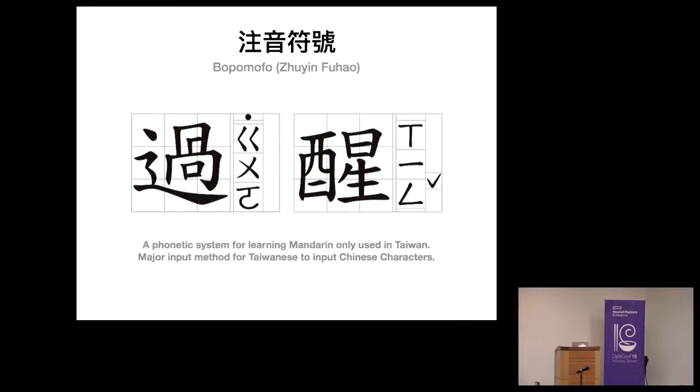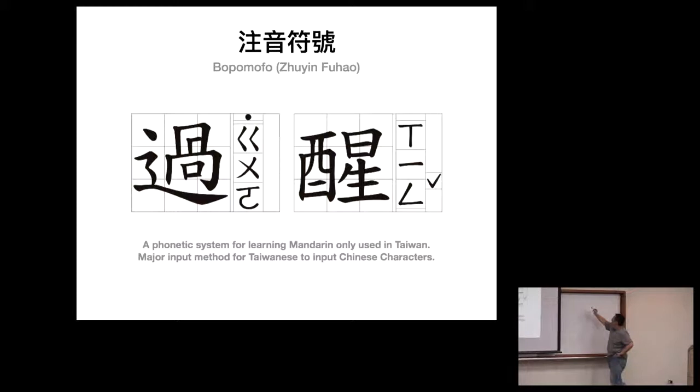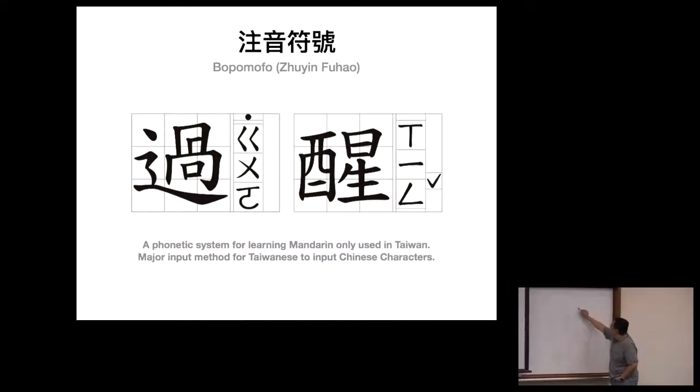the pinyin system to spell Chinese. As this one, the Han character, the pinyin code is L-I-A-O, Liao. And in the Bopomofo system, it's L-E-O, Liao. Yeah, it's a totally different system from pinyin and is only used in Taiwan.